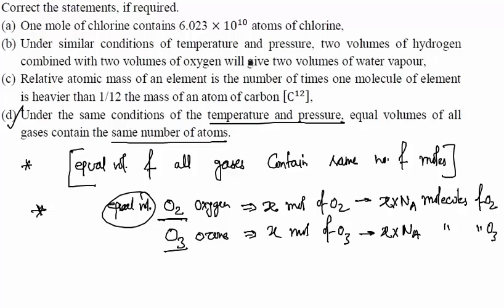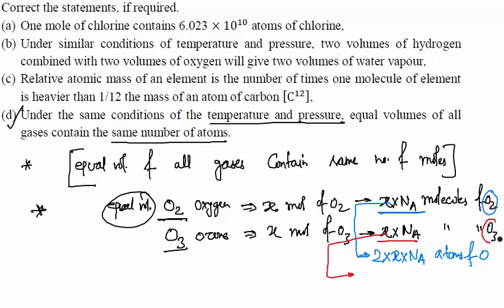But when you calculate the number of atoms, one molecule of O2 contains two atoms, so this much molecule will contain 2 into x into Na atoms of O. And in the other case, one molecule contains 3 atoms, so this much molecule will contain 3 into x into Na atoms of O. So in both cases you can see the number of atoms are not the same.